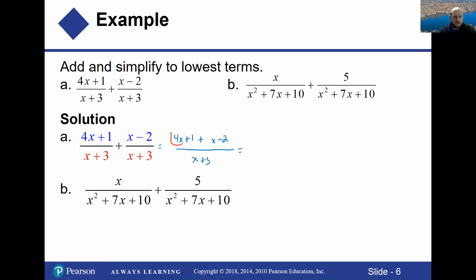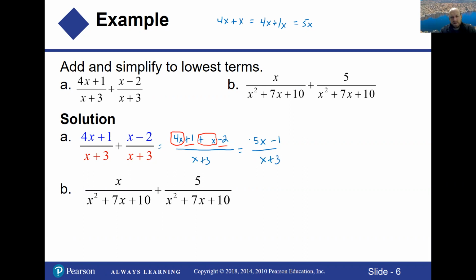Well, we have a 4x up here, and we have a positive x here, and then we have a 1 and a -2. So we're going to go ahead and combine those. So 4x and an x, right? 4x plus x, if you guys recall, is just 4x plus a 1x. So add the coefficients, keep that variable. So 5x. And then a 1 minus a 2, right, is going to be a -1. So in the numerator, I have 5x minus 1, and keep that denominator of x plus 3.